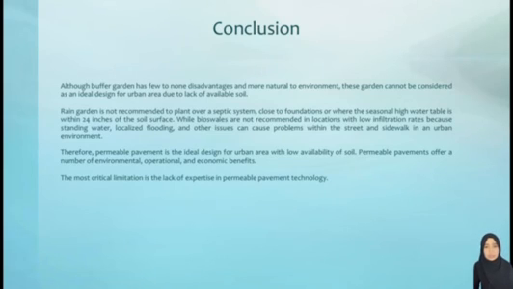A rain garden is not recommended to be planted over a septic system, close to a foundation, or where the seasonal high water table is within 24 inches of the soil surface, while bioswales are not recommended in locations with low infiltration rates, because standing water, localized flooding and other issues can cause problems within the street and sidewalk in an urban environment. Therefore, permeable pavement is the ideal design for urban areas with low availability of soil. Permeable pavement offers a number of environmental, operational and economic benefits.